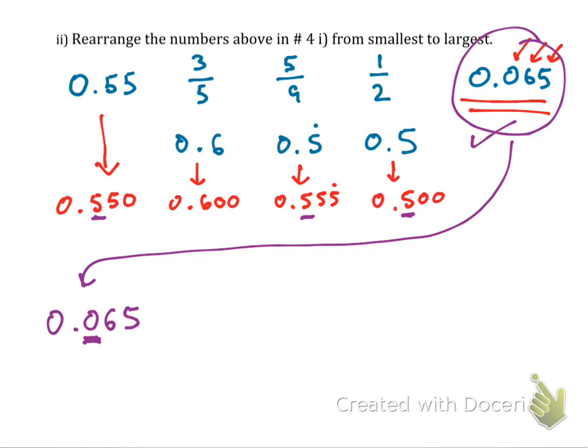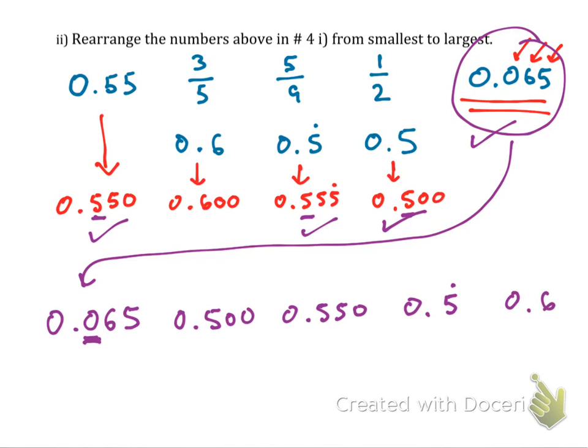But the next smallest one is going to begin with a 5. It should be clear to see that the 0.500 would be next. And then it's going to be 0.550, which is this one. The next one would be 0.5 repeating. And then lastly 0.6. So you can leave it in this order. You can rewrite it how it normally was or in fractions. It doesn't really matter to me as long as the numbers are in the right order. And that's all that's required there.